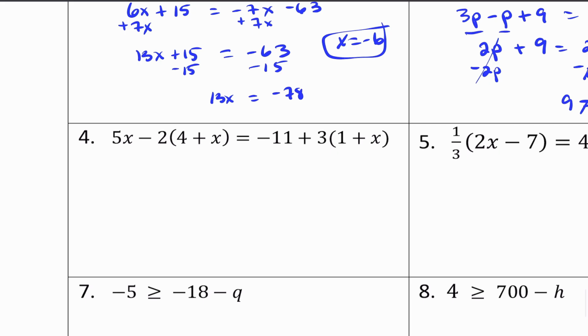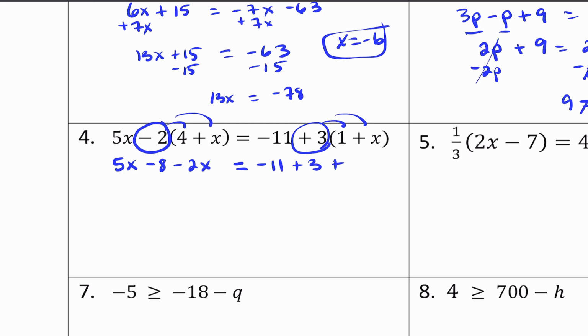Number 4. Okay, do I distribute the 2 or do I distribute the negative 2? Well, if you guess the second part, you are indeed correct. So we're going to distribute the negative 2 to each term. So 5x minus 8 minus 2x equals negative 11. Please do not do negative 11 plus 3. That's incorrect. Remember, number in front of the parentheses, handle that first. So positive 3 times 1, that's 3. Positive 3 times x, that's 3x.